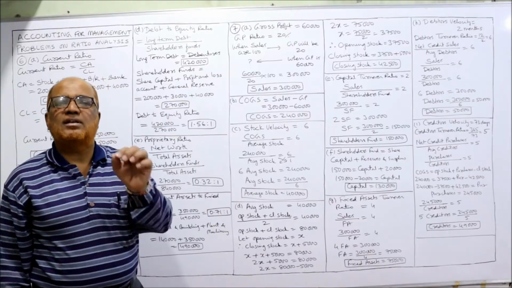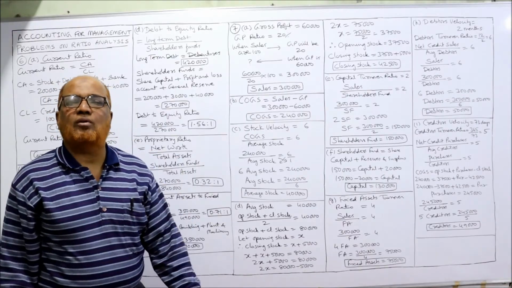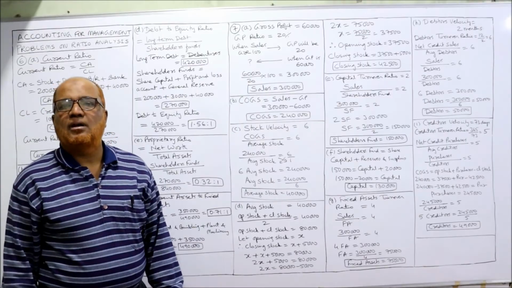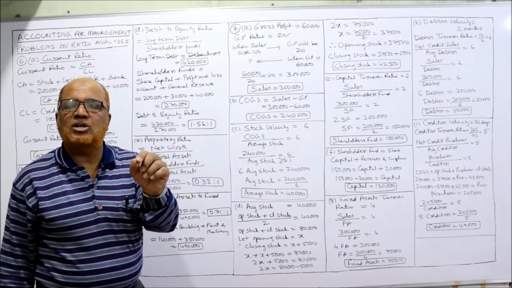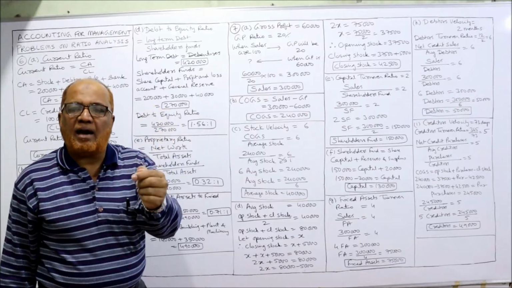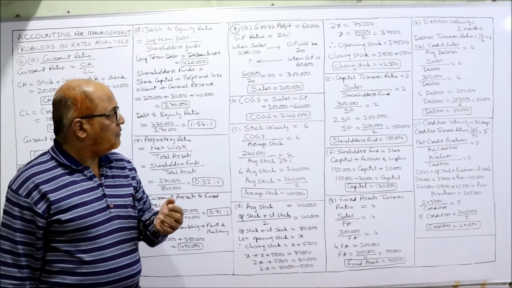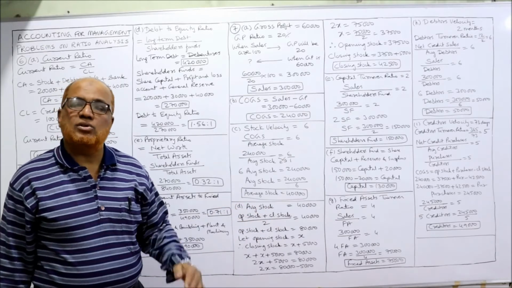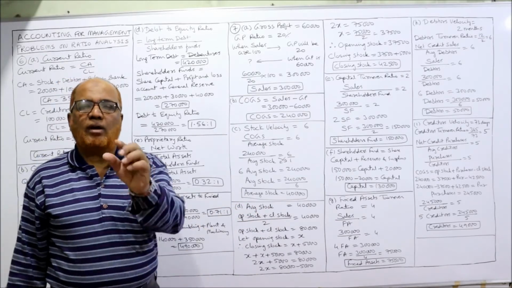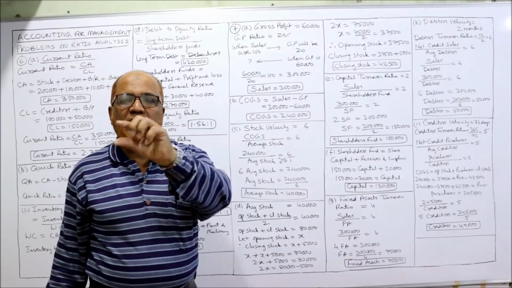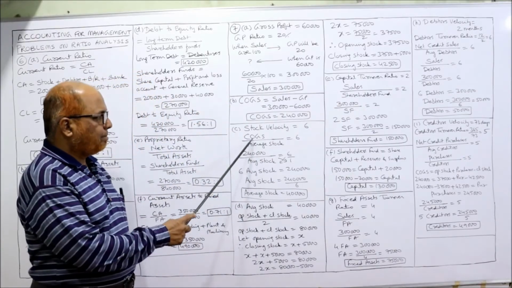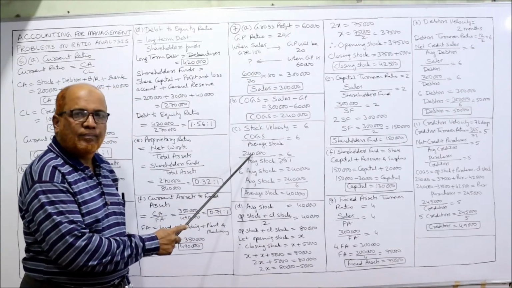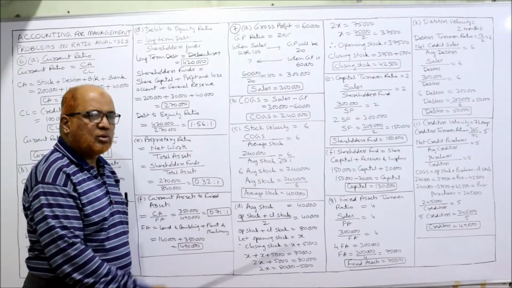The third calculation will take stock turnover ratio, stock velocity. The stock velocity is given as 6 times. The formula for stock turnover ratio is COGS by average stock. Opening stock information is given, so we'll take average stock. Cost of goods sold divided by average stock is equal to 6. Cost of goods sold already we got, 2,40,000, divided by average stock is equal to 6.